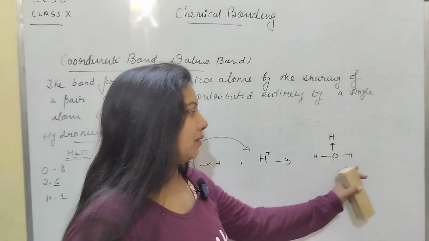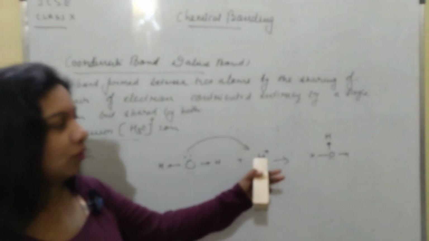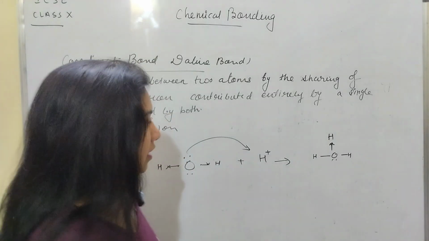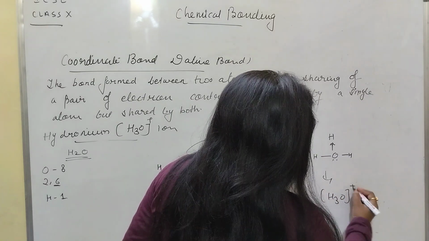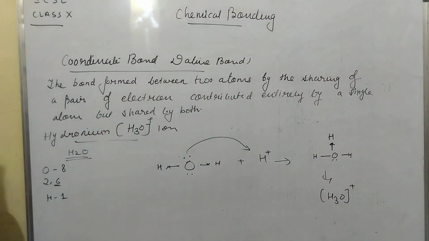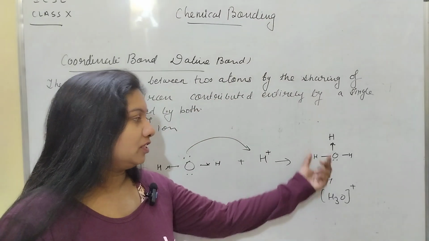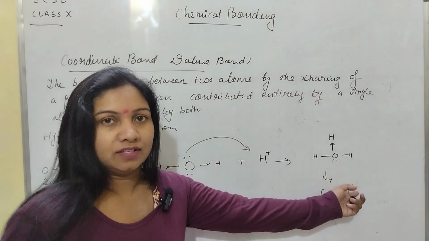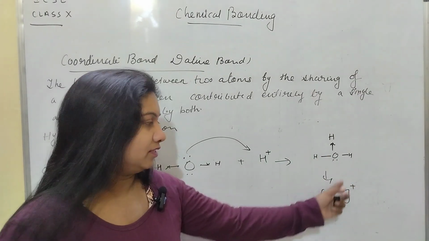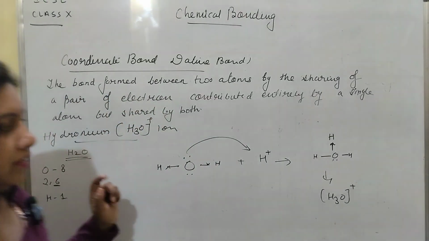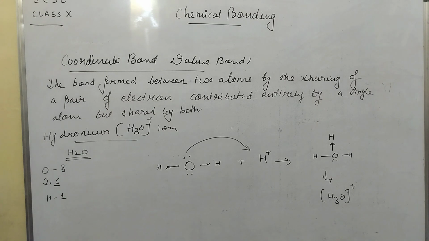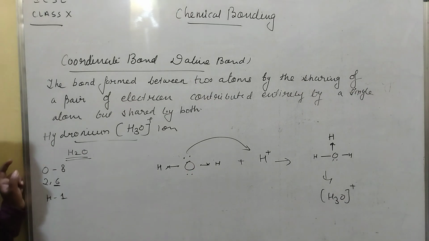So this is the hydronium ion. Once this bond is formed, all the 3 bonds become identical. So we represent it as H3O inside a bracket with a plus sign, because we don't know to which hydrogen this plus sign belongs. To show it together, we put it inside a bracket and put a plus over here. So this is the way the hydronium ion is formed. I think now the coordinate bond is clear to you.